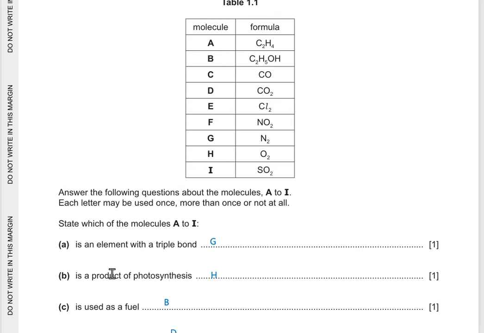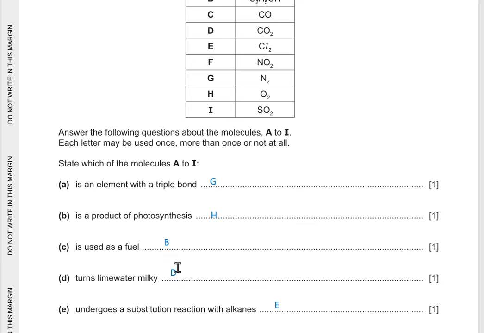Is a product of photosynthesis. We know that both oxygen and glucose are the only products, so let's see, for oxygen, H. Is used as a fuel, ethanol, B, C2H5OH. You need to remember the molecular formula for these notable compounds. Turns lime water milky. That is the test for carbon dioxide.